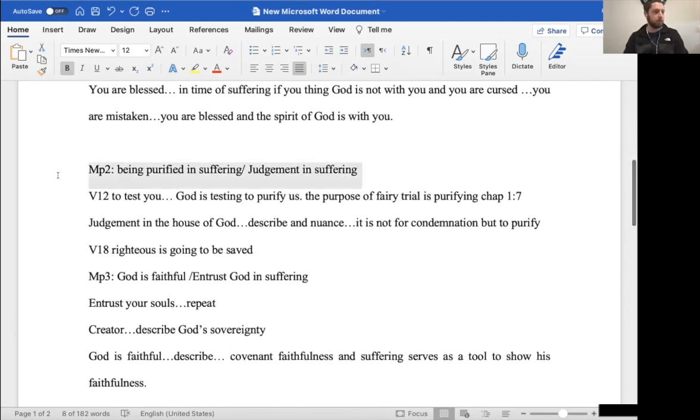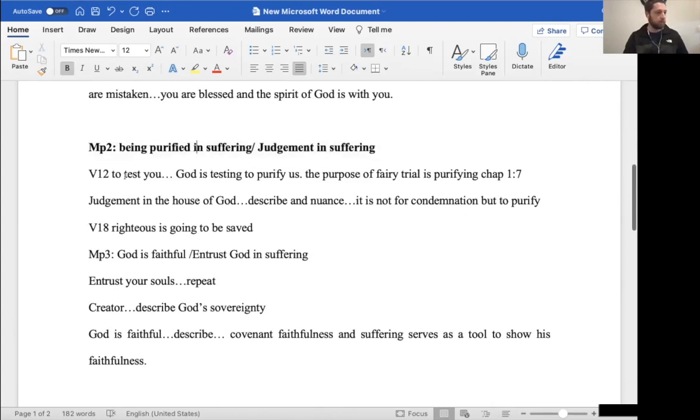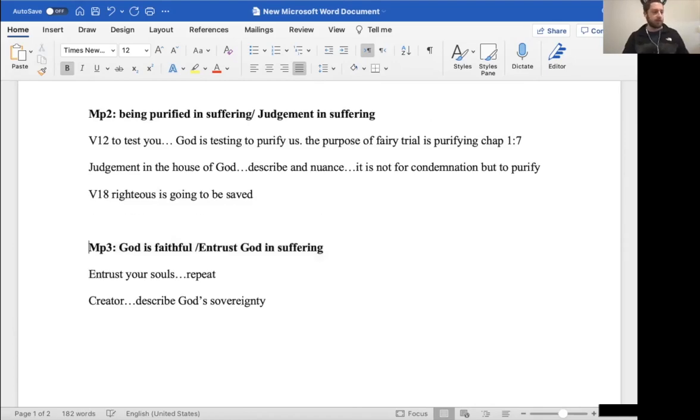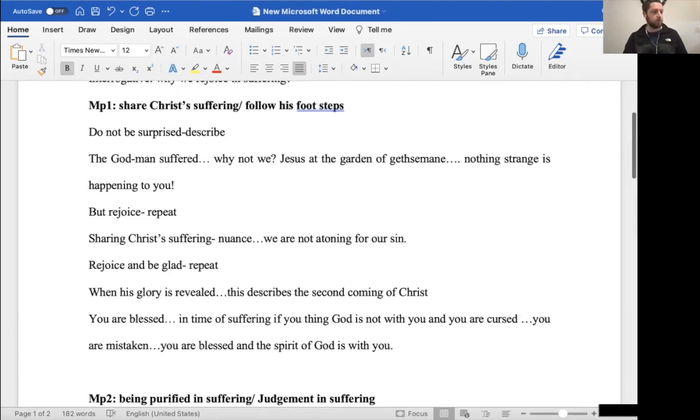But just make sure whatever part of the text you're explaining is the main point. So then main point 2, being purified in suffering, to test you. God's purifying us. Good. And then you have a cross-reference. Fantastic. The righteous is going to be saved. Good. Yeah. And you don't spend as much time there, and you shouldn't. That second one doesn't serve your purpose as much.